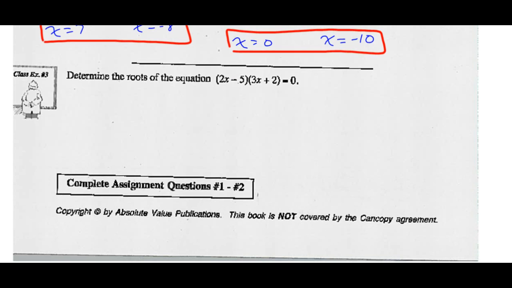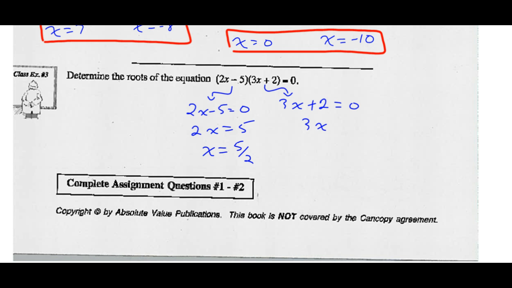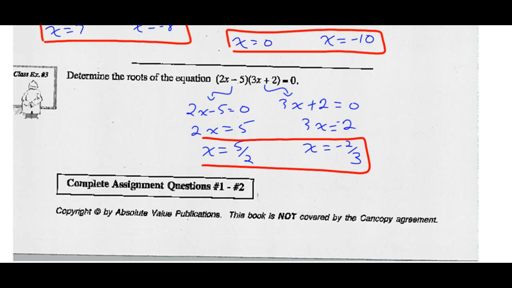Determine the roots of this equation. We do the exact same thing we did up above. Set each variable factor equal to 0. So 2x minus 5 can equal 0, or 3x plus 2 can equal 0. Solve these, add 5 to both sides, and then divide by 2. So x can be 5 halves. Over here I'm going to minus 2 from both sides, and then I'm going to divide both sides by 3. So x can equal 5 halves, x can equal negative 2/3. All right.